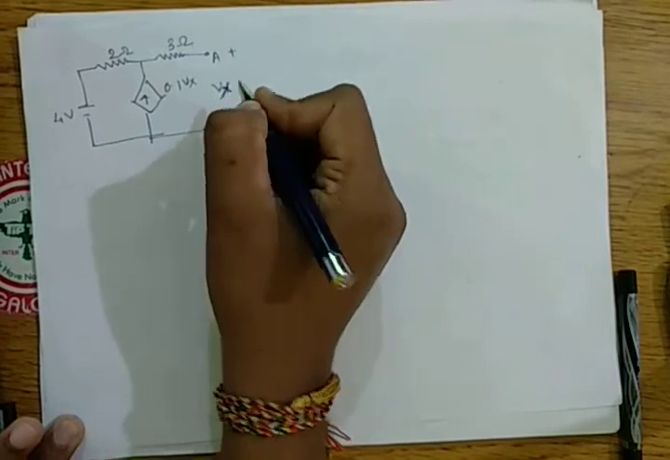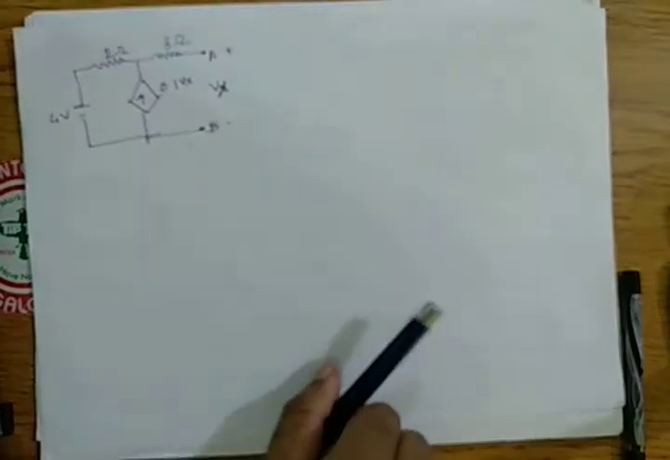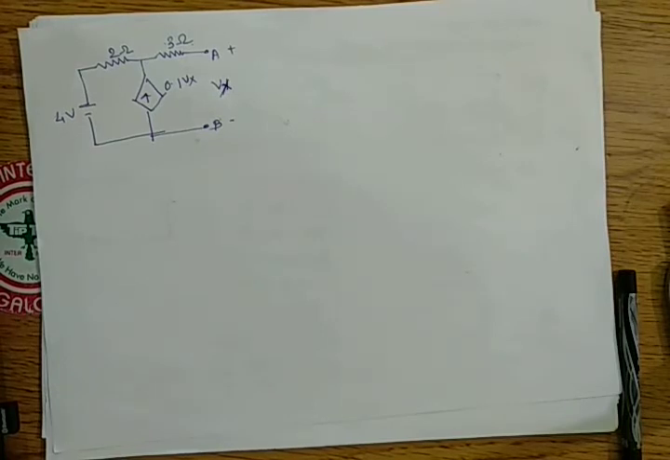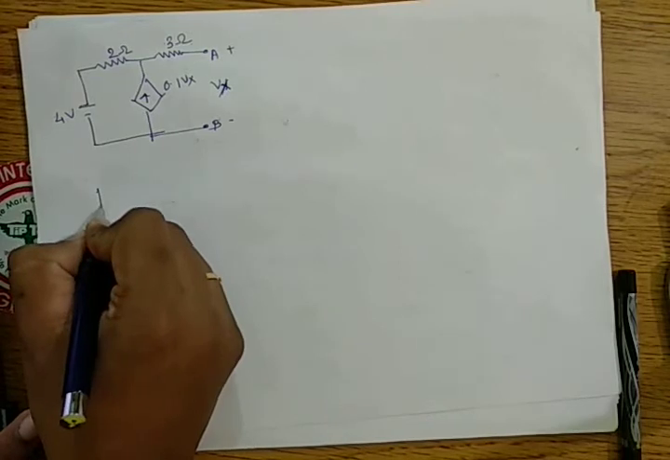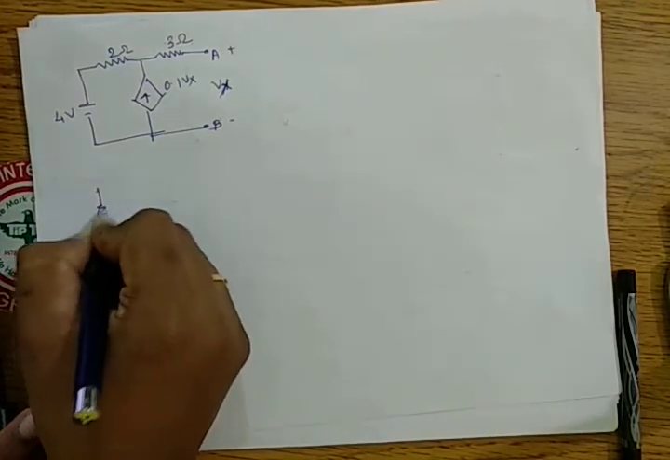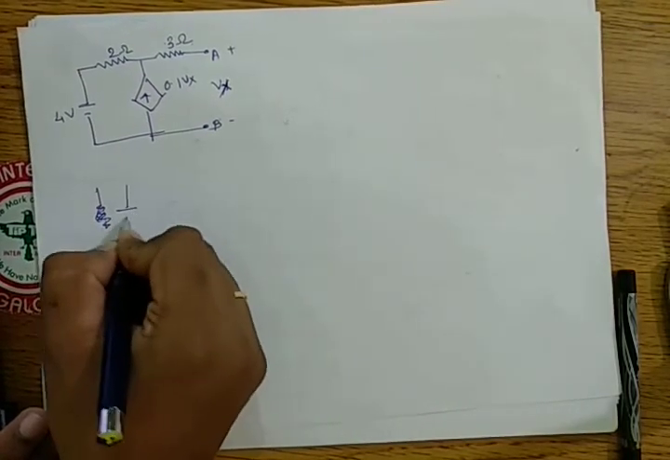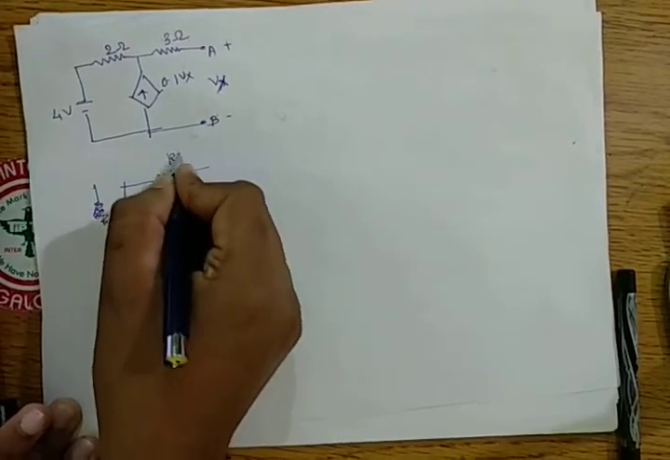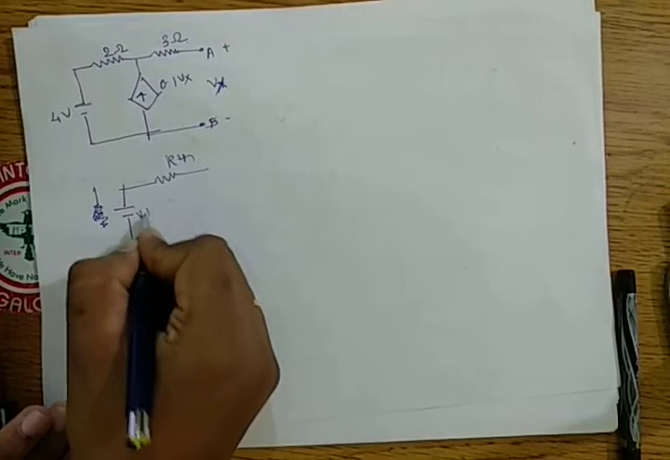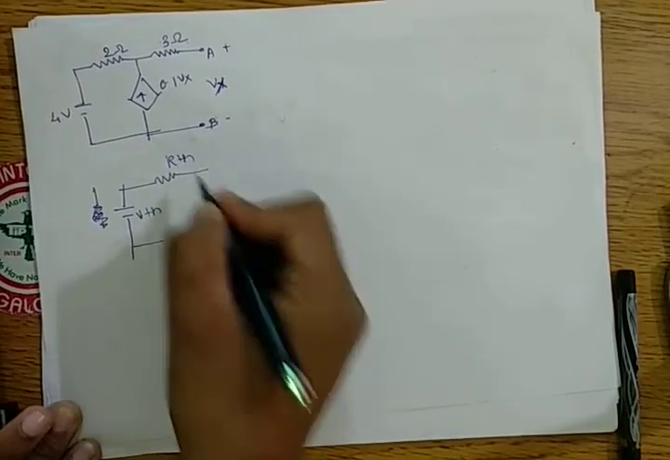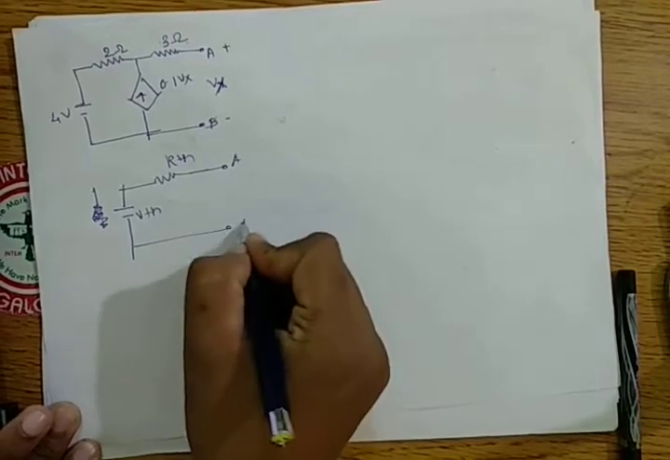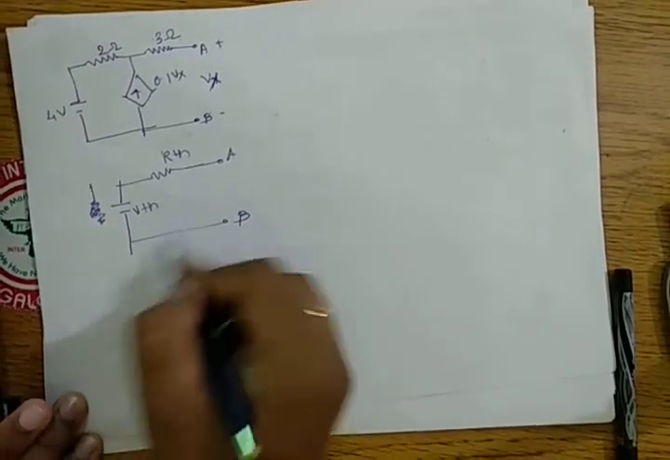So the voltage between A and B is a Vx voltage. And what is the question? Find the Thevenin equivalent network. So we have to find out the Thevenin equivalent network. In that network, there should be a voltage source, that is VTH, and there should be RTH, and you have to find this between A and B. Okay, so that circuit you have to find out.